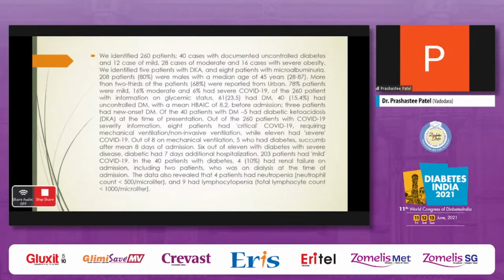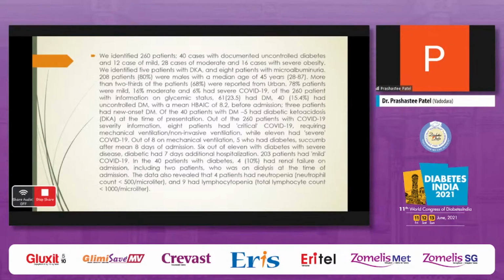Out of the 260 patients with COVID-19 severity information, 8 patients had critical COVID-19 requiring mechanical ventilation or non-invasive ventilation, while 11 had severe COVID-19. Out of the 8 on mechanical ventilation, 5 who had diabetes succumbed after a mean of 8 days of admission. 6 out of the 11 with diabetes with severe disease had 7 additional days of hospitalization. 203 patients had mild COVID-19.